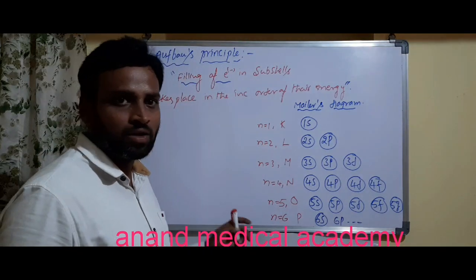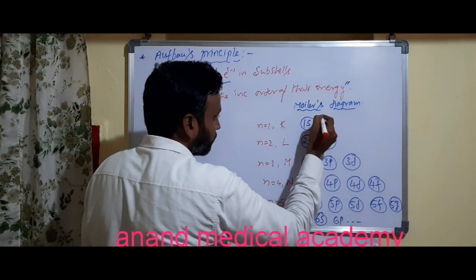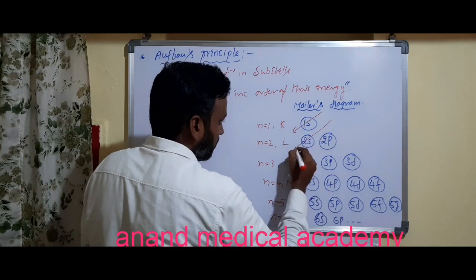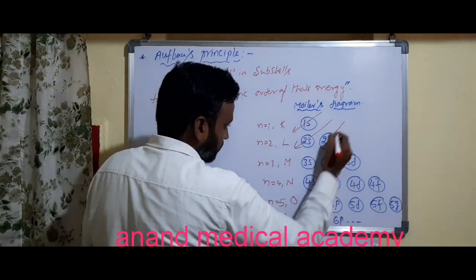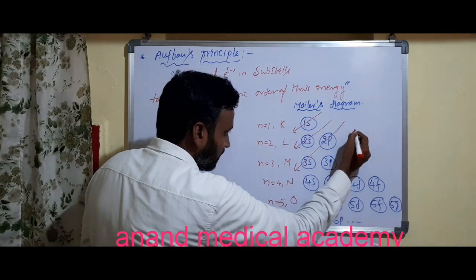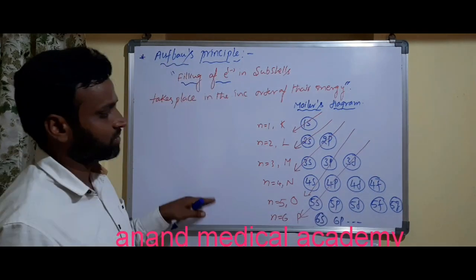Now how to fill electrons? First we have to fill 1s. What you have to fill first? 1s. Next, what you have to fill? 2s. Next? 2p and 3s. Next? 3p and 4s. Next what? Like this you have to fill electrons.